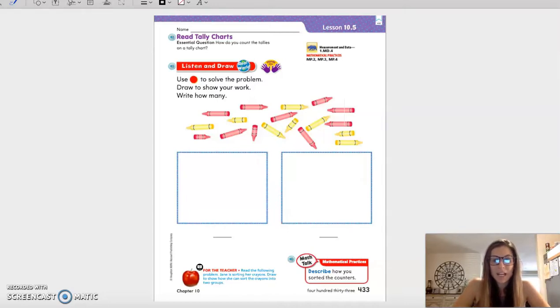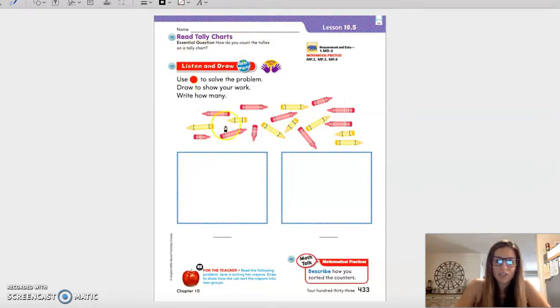Today we're going to be talking about tally charts. So this is lesson 10.5, page 433. So please get your workbook out and ready to work with me. All right, our question for today, how do you count the tallies on a tally chart?